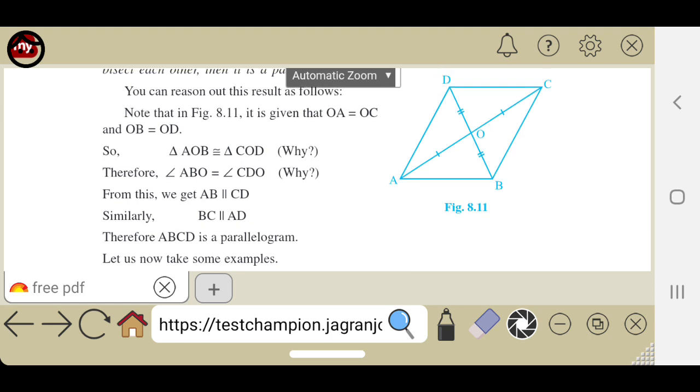Okay, dear children, these are the theorems we have to study in this chapter. One more theorem we will study later. Then using all these theorems, we have to do some problems. Okay, dear children.